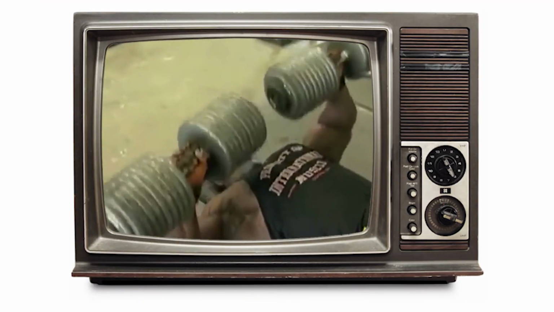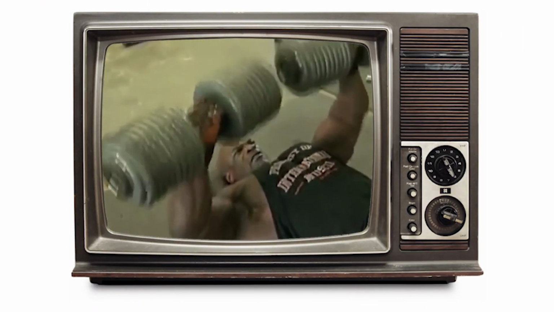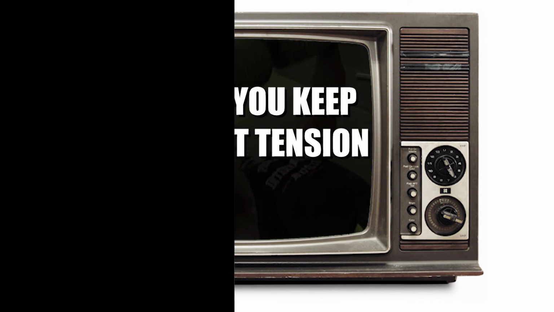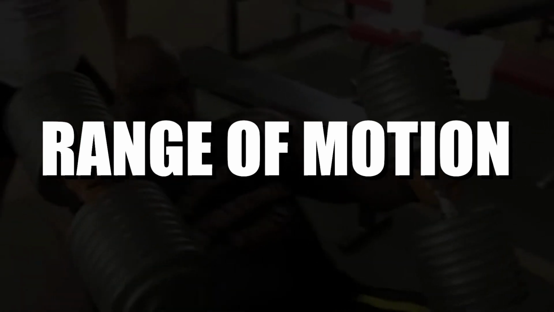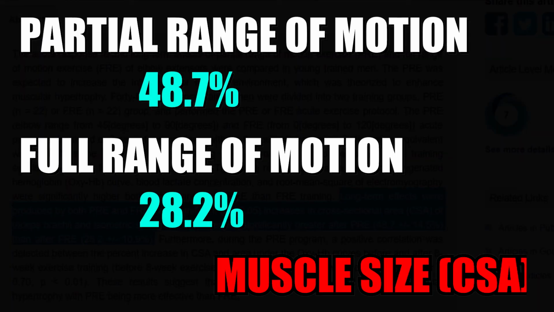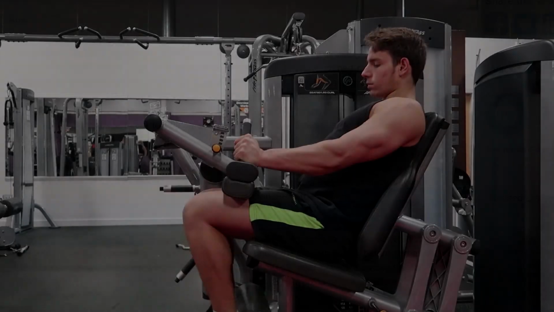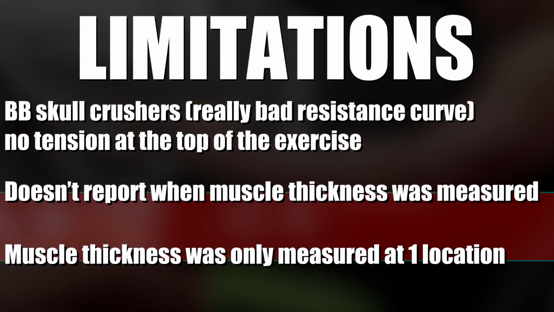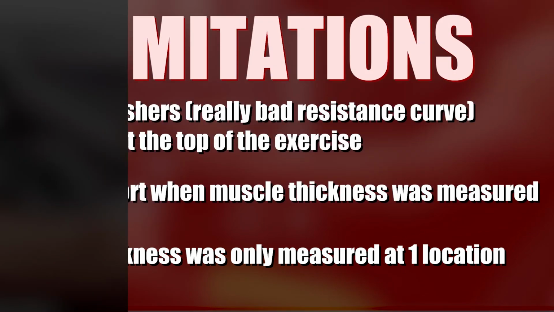So one of the biggest questions in bro bodybuilding is, should you be keeping constant tension on a muscle? If we look at one study done by Goto and colleagues, they found a significant increase in muscle cross-sectional area of 48.7% for partial range of motion and 28.2% for full range of motion. So that's a massive increase. Just drawing a conclusion from that, you think, okay, keep constant tension on a muscle. However, there are a few limitations to consider.